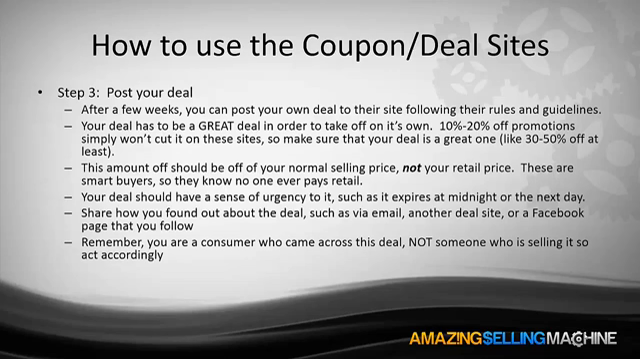So it really has to be a great one, and I suggest something at least between 30 and 50% off at the minimum. Now, that amount off we're talking about, it should be off your normal selling price, not your retail price. These are very smart buyers looking for deals, and they know that no one ever pays retail. So don't tell them that your 20% off is off the retail price, when in reality, you never sell it for that anyway. Also, I suggest you make sure your deal has a sense of urgency to it, such as it expires at midnight or the next day. That way you'll get a lot more people to go in and accept your deal now.